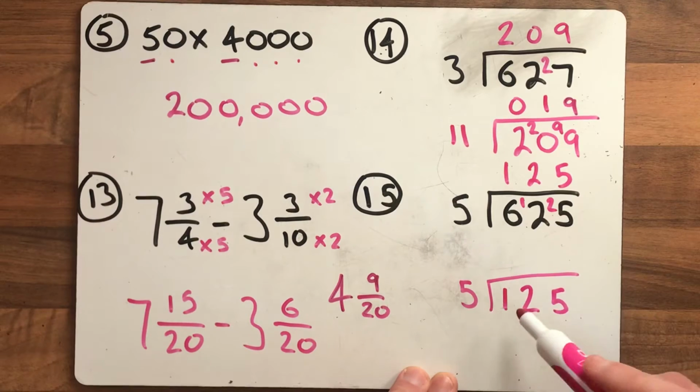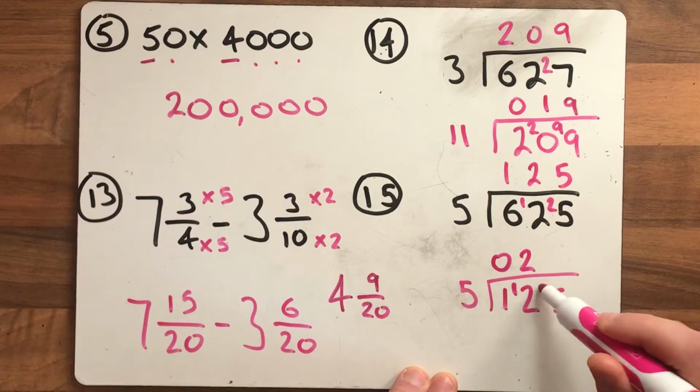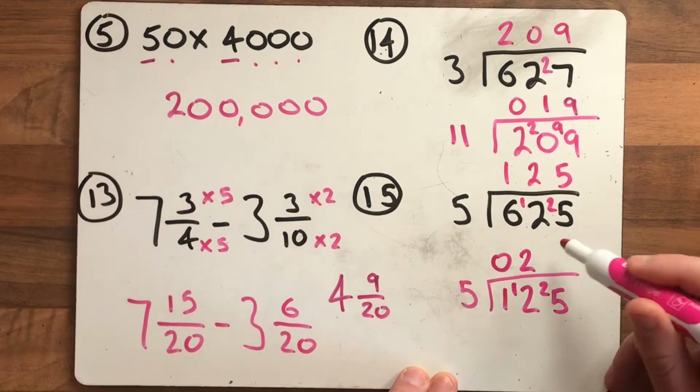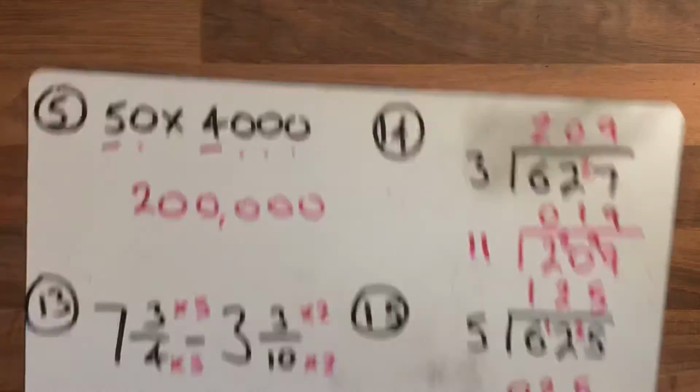How many times does 5 go into 1? It doesn't. 5 into 12 twice, 2 left. 5 into 25 is 5. So the answer to that one is 25.